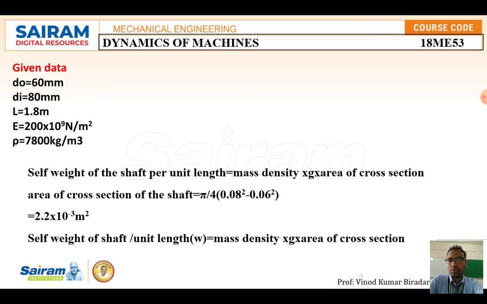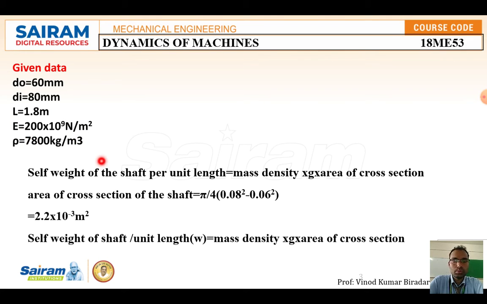First you have to note down the given data. The outer diameter DO is 60 mm, the internal diameter is 80 mm, and the length is 1.8 meter. Young's modulus E is equal to 210 to the power of 9 Newton per meter square, and the density is 7800 kg per meter cube. So this is the given data.